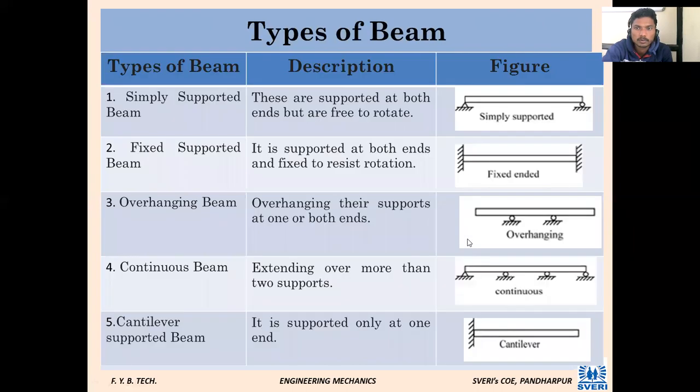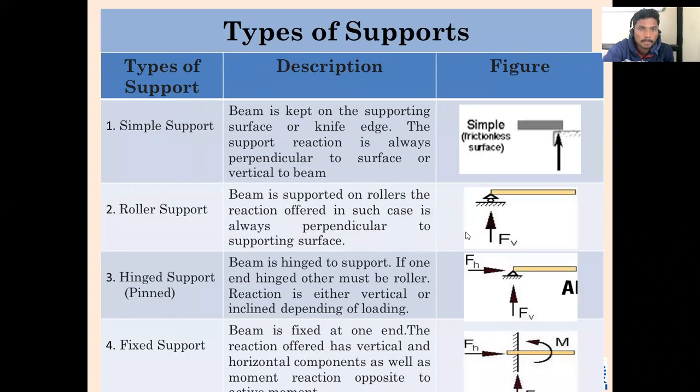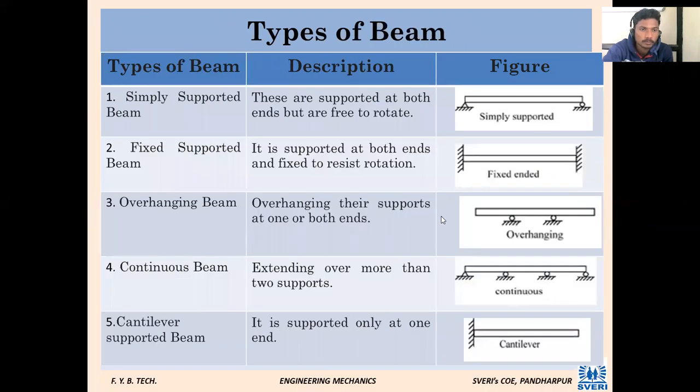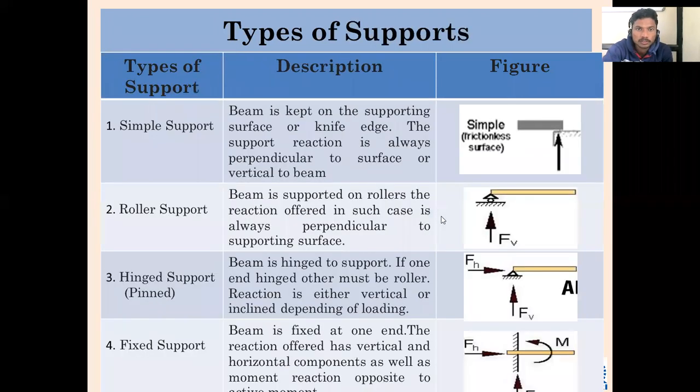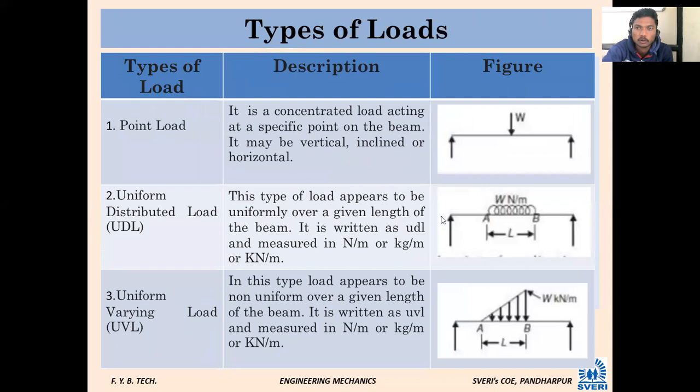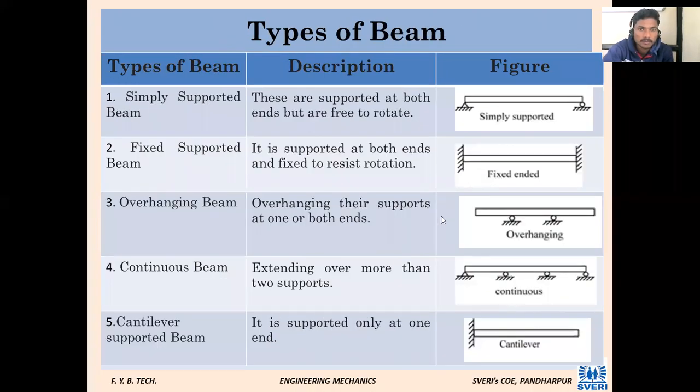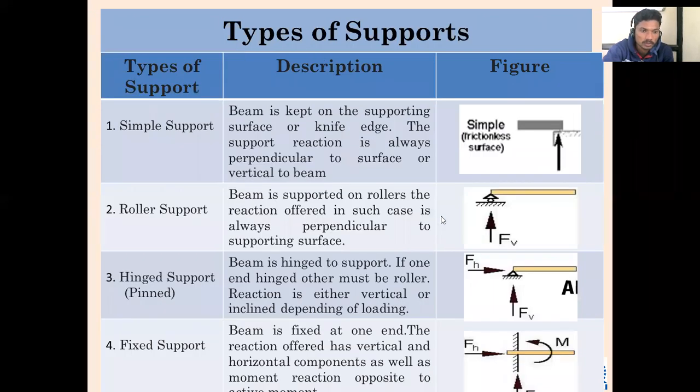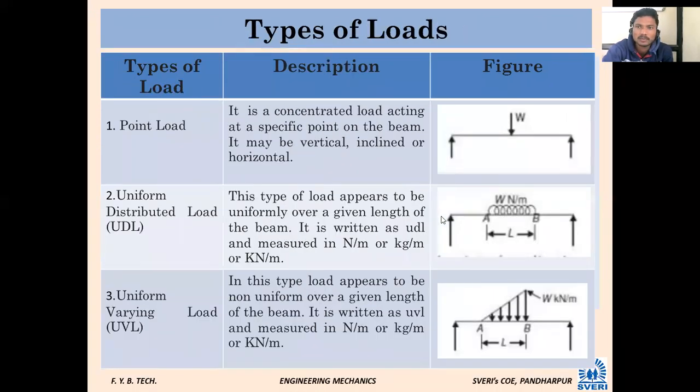Just before, we have seen types of beam. There are 5 types of beam. Then types of supports, 4 types of support. 5 beam, 4 support, and 3 types of load. 5, 4, 3. You can remember in this way. 5 types of beams, 4 types of supports, and 3 types of loads. That is very simple. You can remember likewise what we have seen.